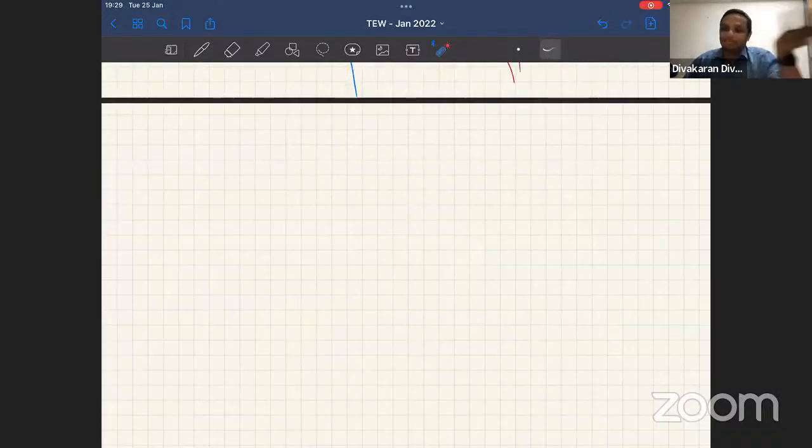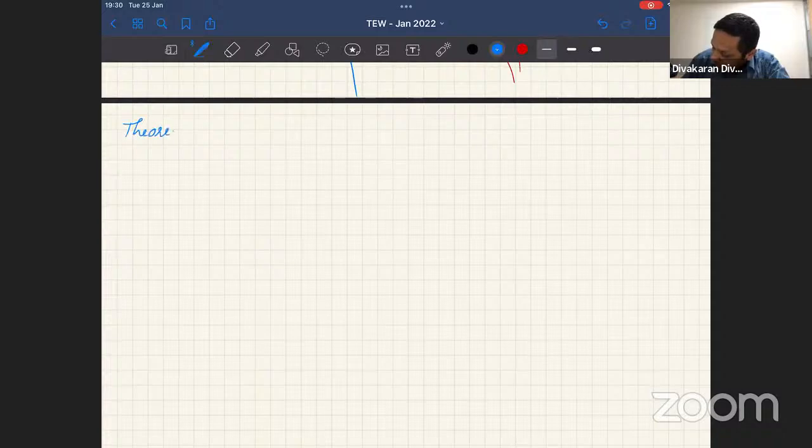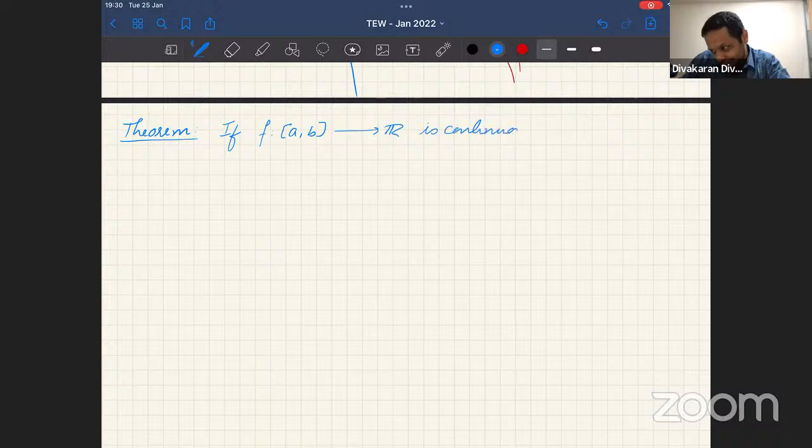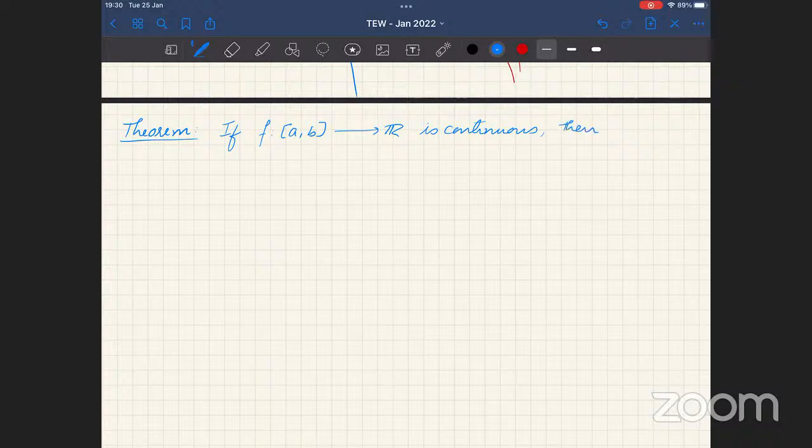So let's try to discuss the proof. Let's try to look at the proof. First, let me write the theorem precisely. So what is the theorem? Can somebody help me write the theorem? Okay, let me write it myself. And mu is any real number between f(a) and f(b)?